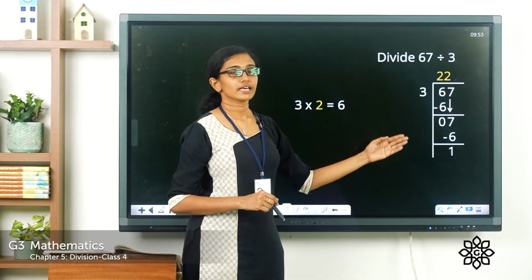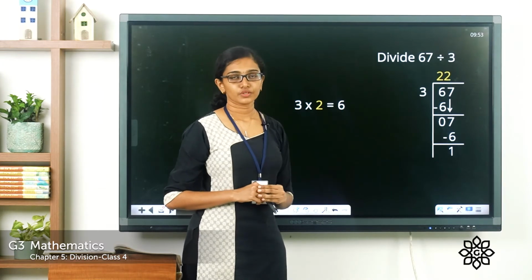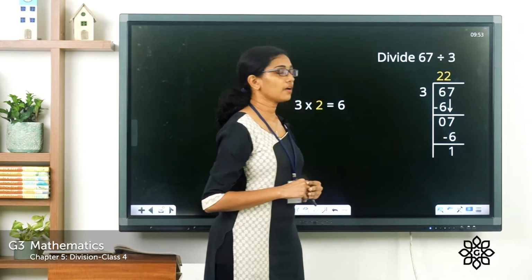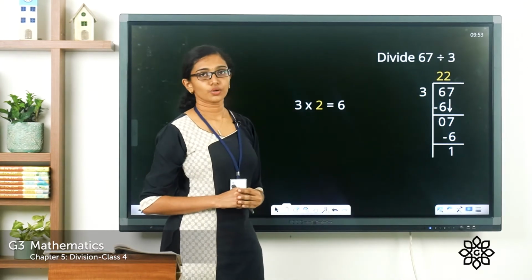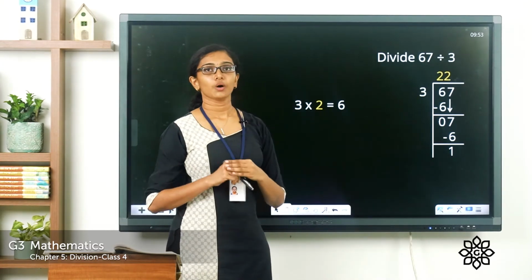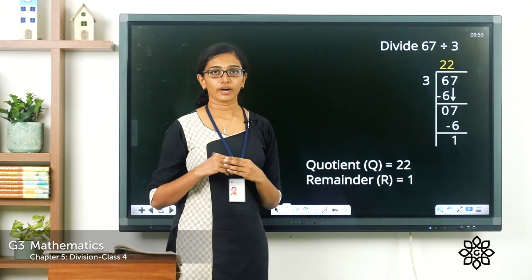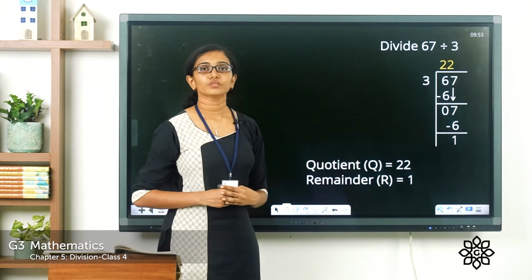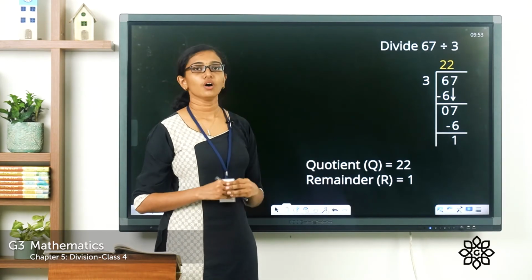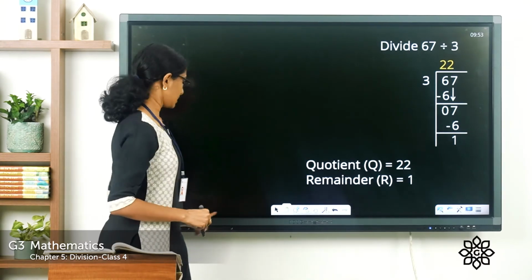Now, are there any more digits to bring down? No, right? So let's stop the division right there. And here we have arrived at the result. We got 22 as the quotient and there is a remainder 1. So when 67 was divided by 3, we got the quotient, or Q, equal to 22 and the remainder, or R, equal to 1. Hope you are clear with this.